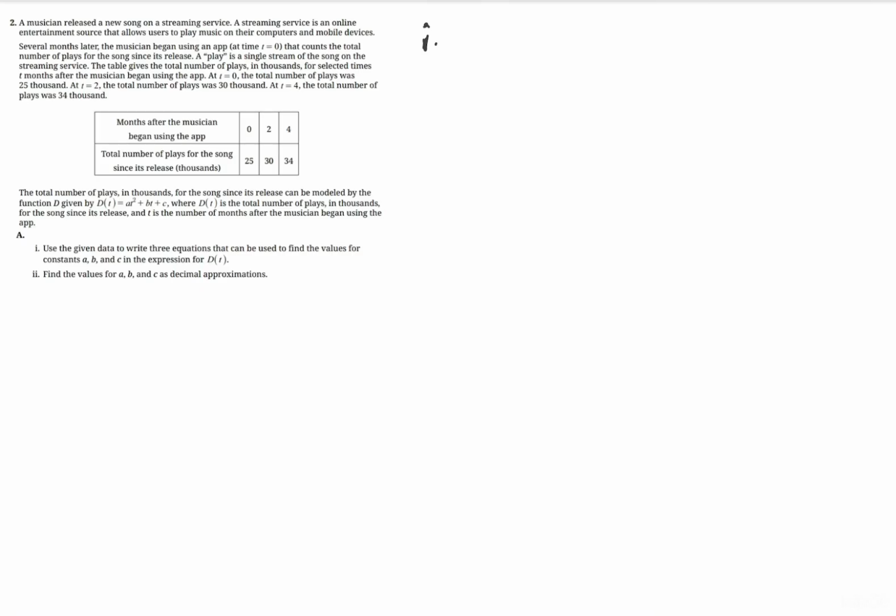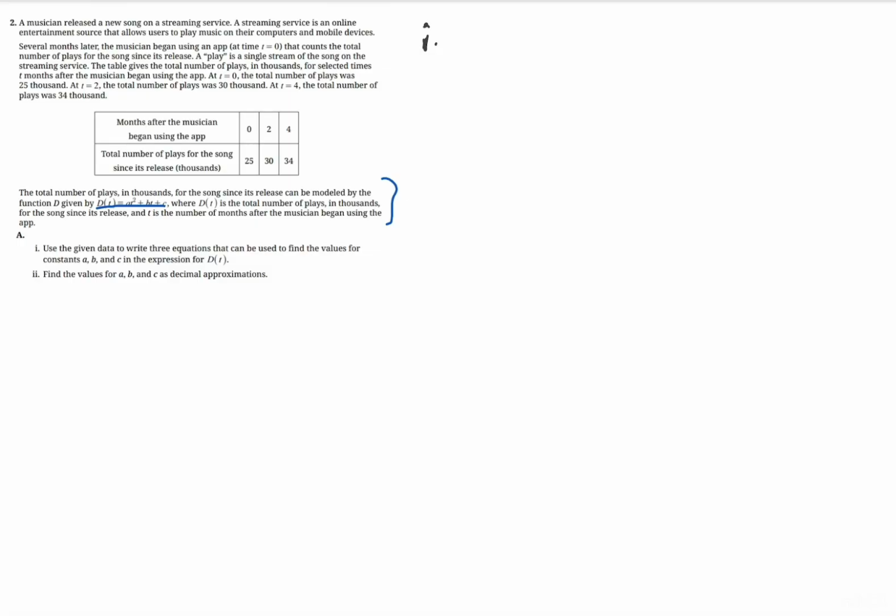Okay, so FRQ2. A musician released a new song on a streaming service. I'm not going to read the entire thing, but we have a musician, he has an app, and it also records the total number of plays since release in thousands. And we have an equation, the total number of plays in thousands for the song since release can be modeled by the function d, given by d of t is equal to a t squared plus b t plus c, where d of t is the total number of plays in thousands for the song since release.